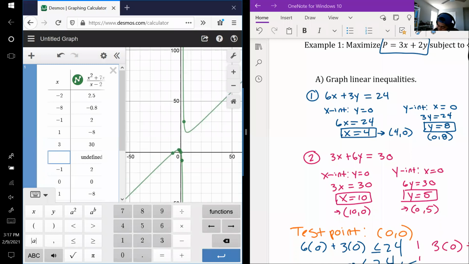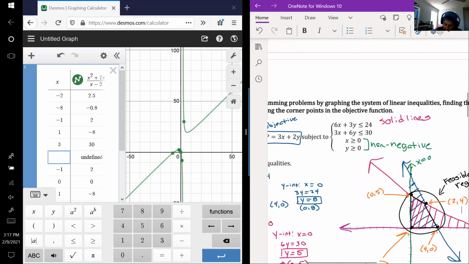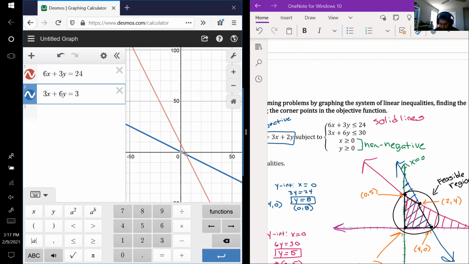There we go. And for Desmos, I'm just going to type in these functions here. Let me clear that out. 6x plus 3y equal to 24, and 3x plus 6y equal to 30. And now all we have to do is look at their intersection point. See if I got it right.